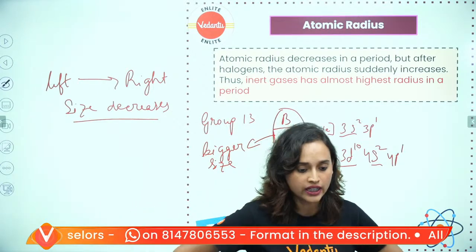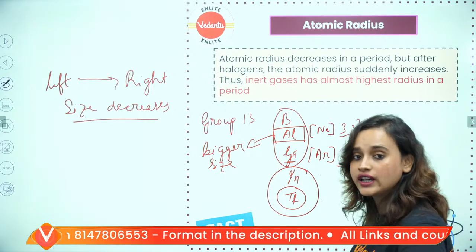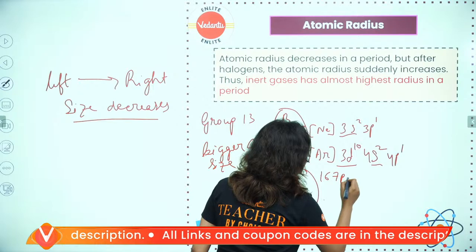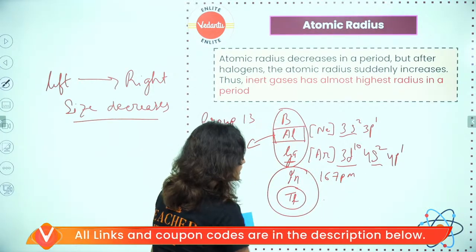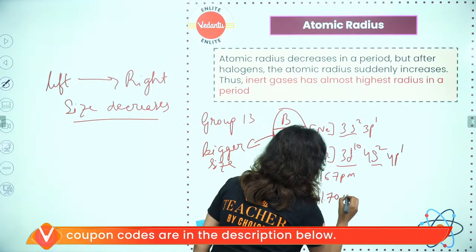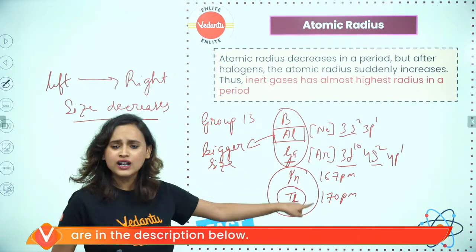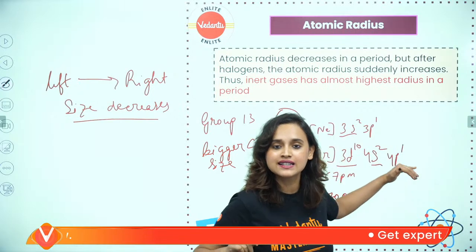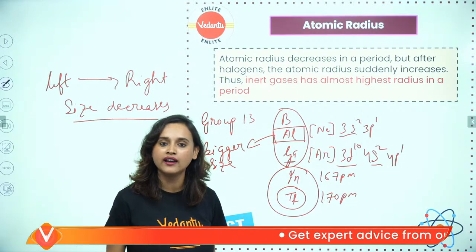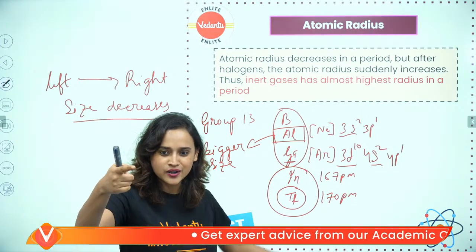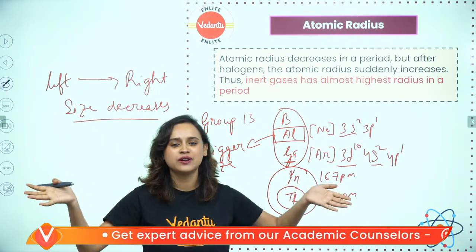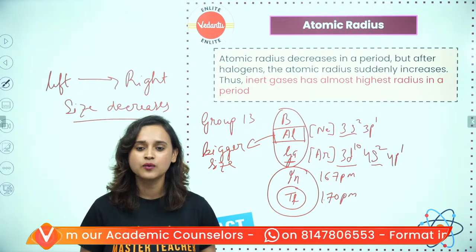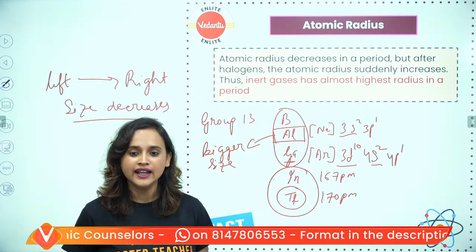Again, that's not the case. We see that indium is only 167 picometer, whereas thallium is 170 picometer. Why is it only this much difference? 167 and 170 picometer. Why? One more reason. Can we guess, everybody? Any guesses here? Why is this happening?